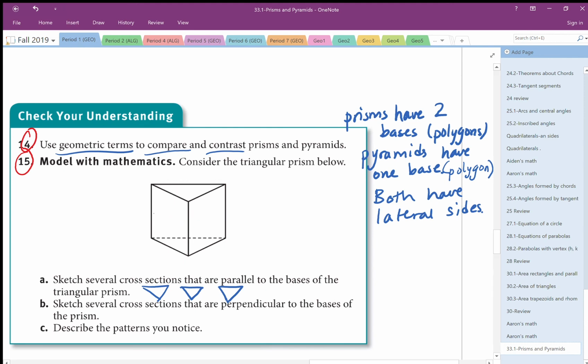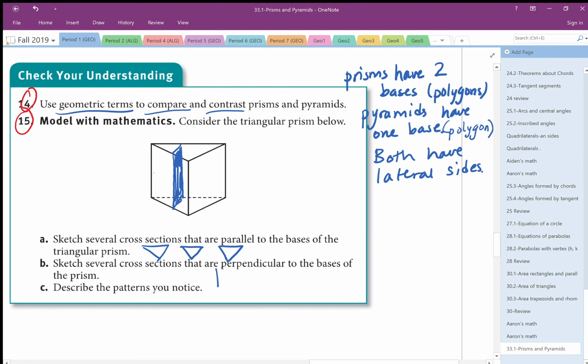All right, so what if I cut it wham, like that? That's perpendicular to the base, right? It makes a right angle with the base. But let's see what shape I get. It would look like that, wouldn't it? Okay, so I have this little rectangle. But what if I cut it further back? All right, what if I cut it here? All the way back there.